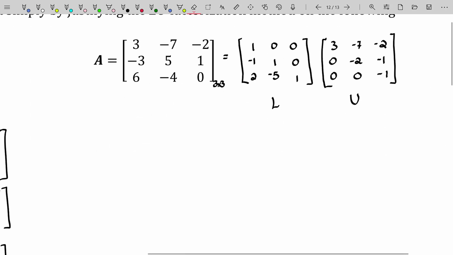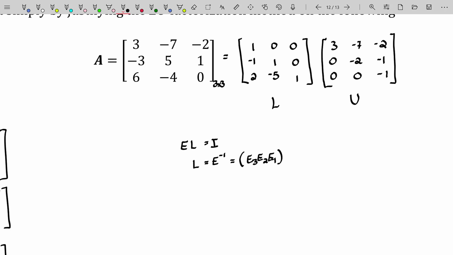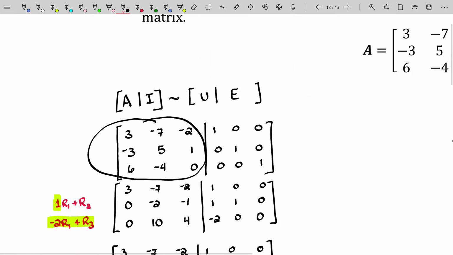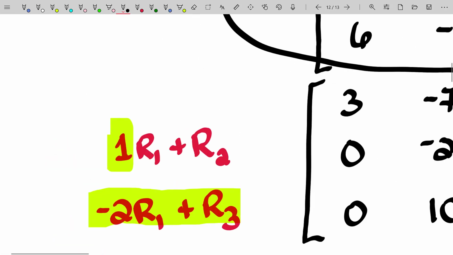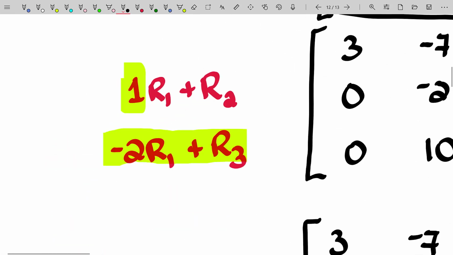Because really, if all of those elementary row operations or elementary matrices times L is supposed to be the identity matrix, then L is equal to the inverse of E. Now remember, E is the product of these elementary matrices right here. E1 took 1 row 1 and added to row 2. E2 took -2 row 1 and added to row 3.